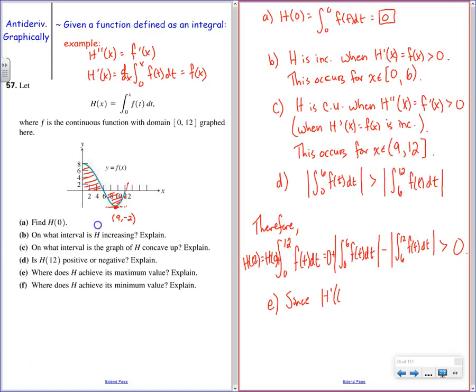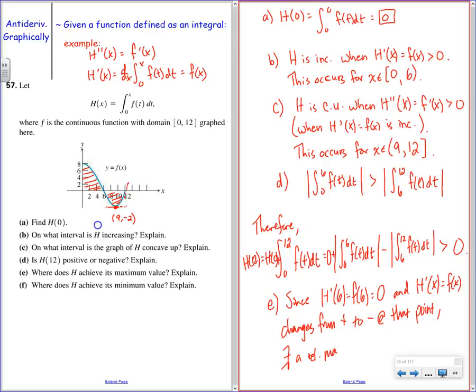Since h prime... so to establish it's a critical number, that's what a lot of you forgot last year, many, many times. First establish it's a critical number, and h prime of x, which equals f of x, changes from positive to negative at x equals 6. Then h must have a maximum value at x equals 6. There exists. There you go.